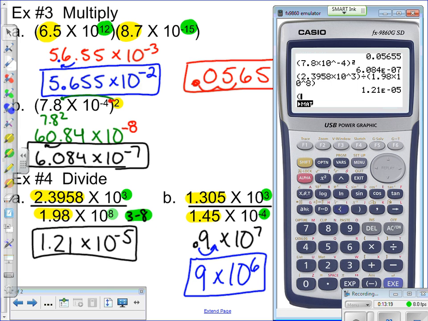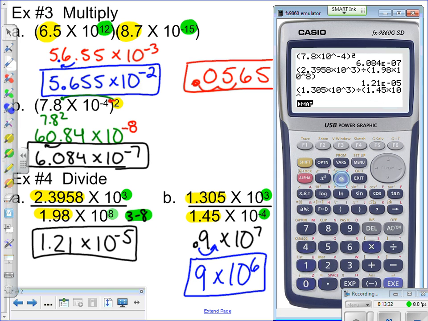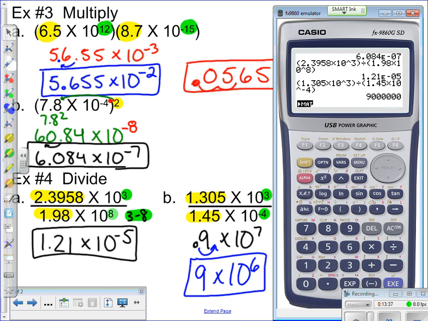And the last one, parentheses, times 10 to the third, close parenthesis, divide by, parentheses for the denominator also, and hit enter, and you get 9 million, which is 9 times 10 to the 6th. Now again, the calculator may put it in standard or may put it in scientific. That's why you need to be able to know how to go back and forth. I hope this was helpful.